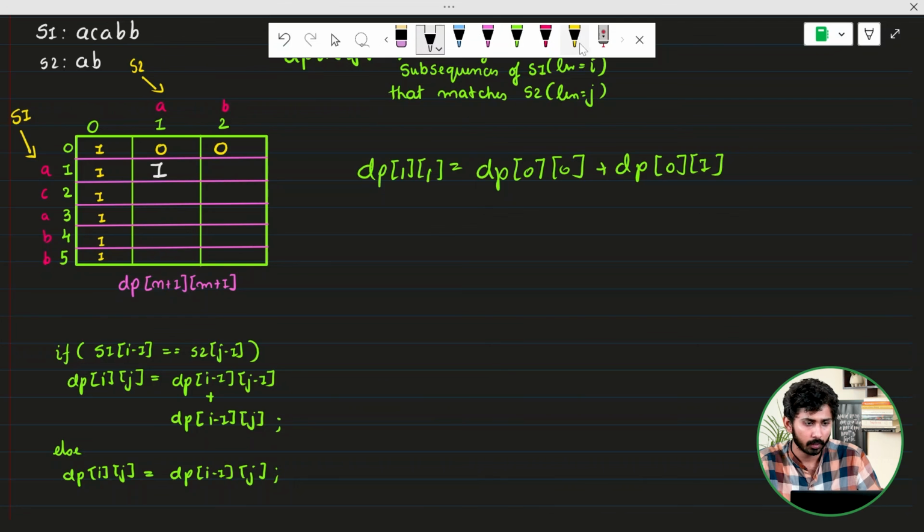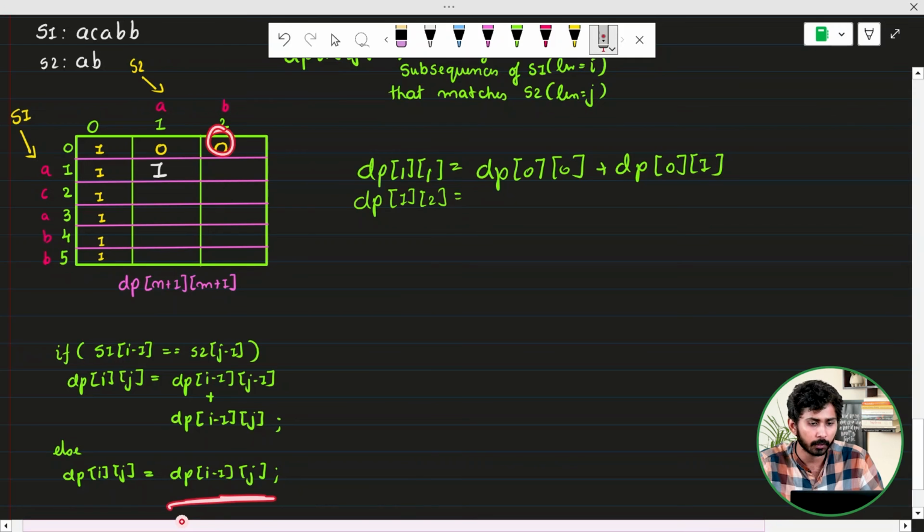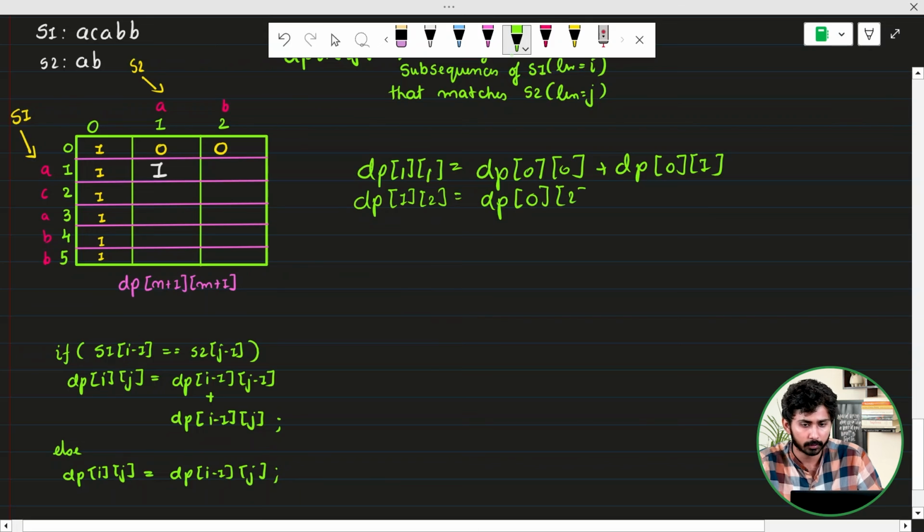Now for this cell, dp of 1 comma 2. Here the character is a and this is b. So they are not matching. If they are not matching, then the previous value will be fetched over here. So this says dp of 0 comma 2. Over here I can see it is 0.